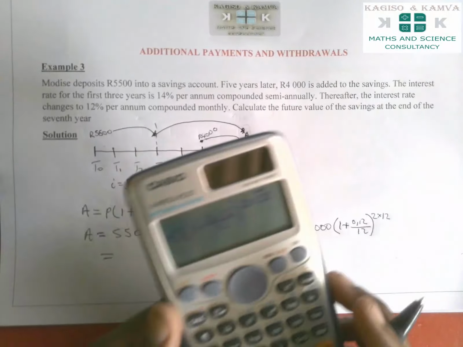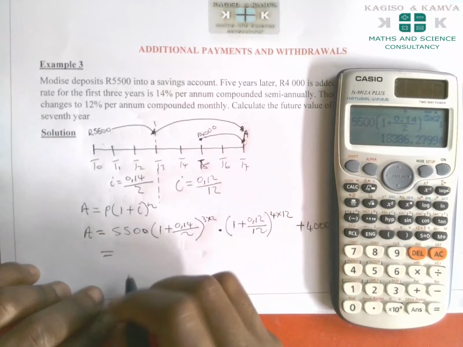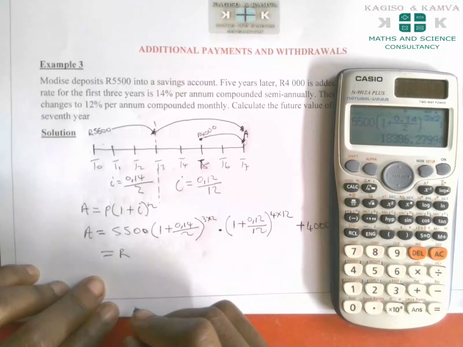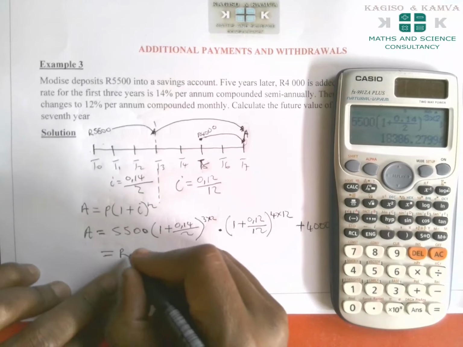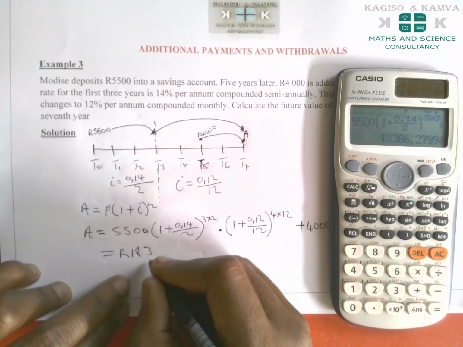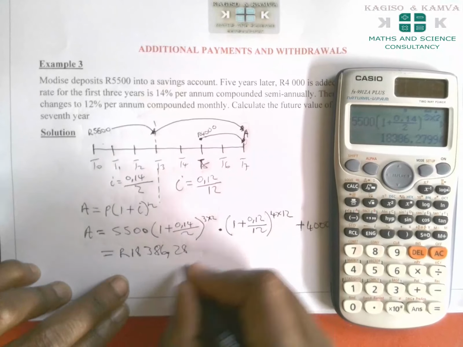Okay, so the accumulated amount is going to be equal to 18,386 and 28 cents.